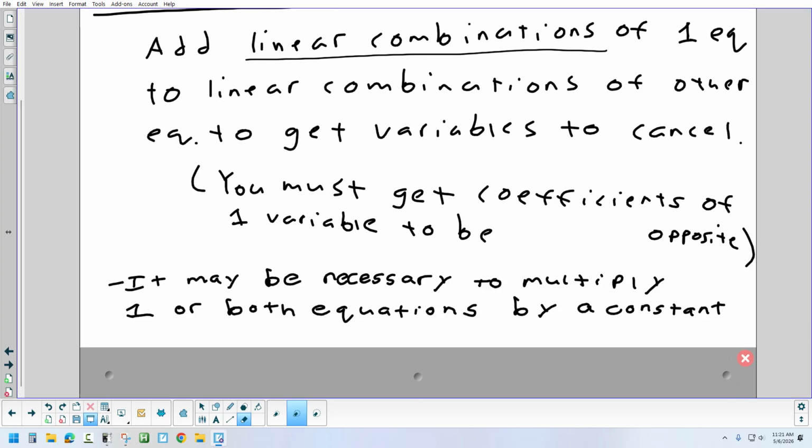If you don't have opposites in the problem I give you, then you have to make opposites. And you can make numbers opposite by multiplying an equation by a number. If you can't just multiply one equation by a number, then multiply both by a number. But don't forget to do it to all three terms.